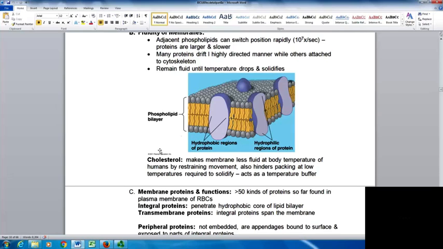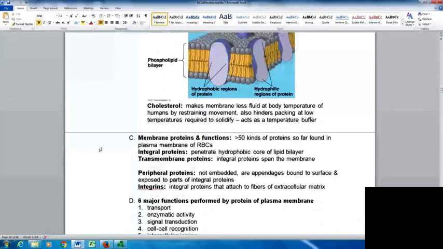When we look at membrane proteins and their functions, so far over 50 kinds of proteins have been identified on the plasma membranes of red blood cells alone. Integral proteins penetrate the hydrophobic core of the lipid bilayer. Transmembrane proteins are integral proteins that span the entire membrane. Then we have some that are not embedded at all, but more like appendages bound to the surface, exposed to parts of the integral proteins. Integrins are integral proteins that attach to fibers of the extracellular matrix.